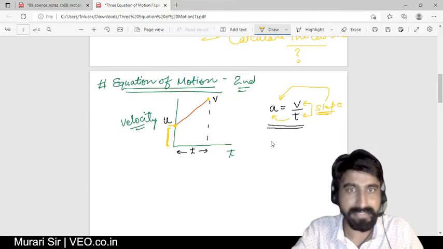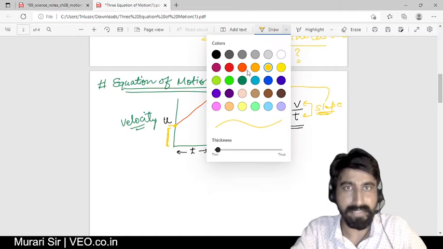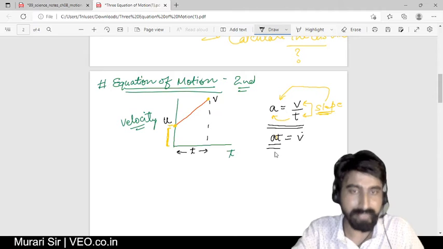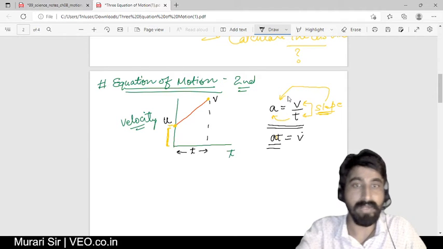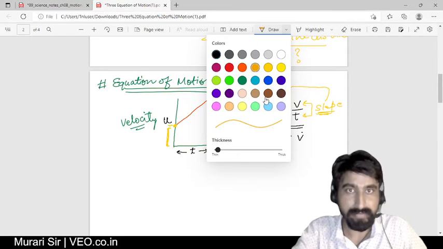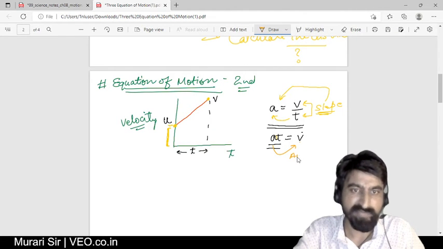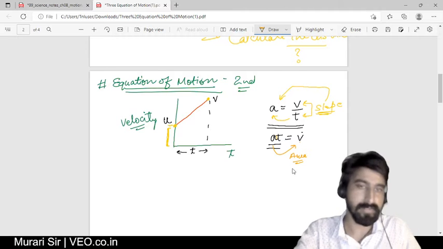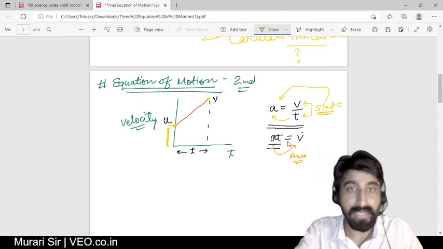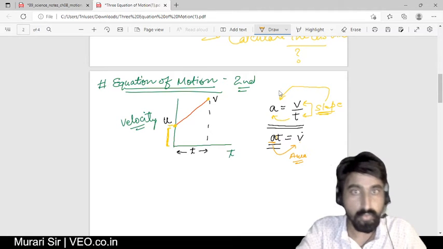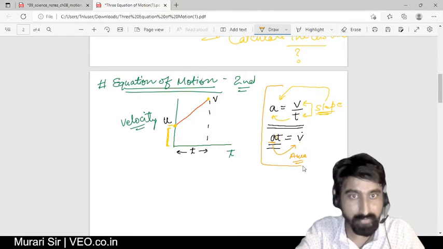If I multiply this, acceleration into time is equal to velocity. So if I draw a graph between two multipliers, that means a and t, then the area of this graph will tell you velocity. But here that is not the case. Here there is no acceleration, here there is a velocity time graph. So this is one part that you have to remember.